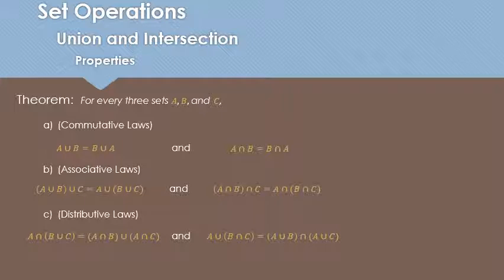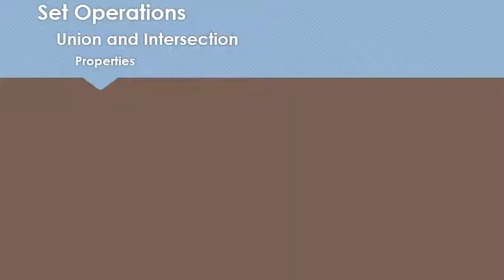So let's take a look at each one of these and see why it's true. So why? The commutative law of union. We'll just focus on union because the intersection commutative law is proved very similarly.